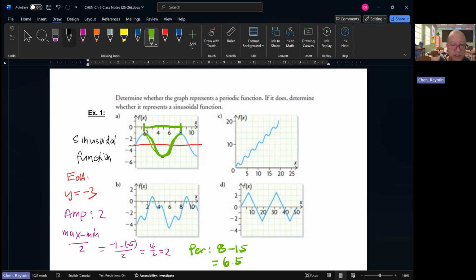Now question B, for sure it's periodic. For sure there's an EOA, but I would not say this is sinusoidal because it's not exactly like that wave. There are some distortions here. So I would not say this is sinusoidal. Question C also looks sinusoidal, but notice the midline would be right through there, something like that. So this is not periodic. And clearly for question D, it is a repeating pattern, but it is not sinusoidal. So hopefully that answered a lot of your questions.